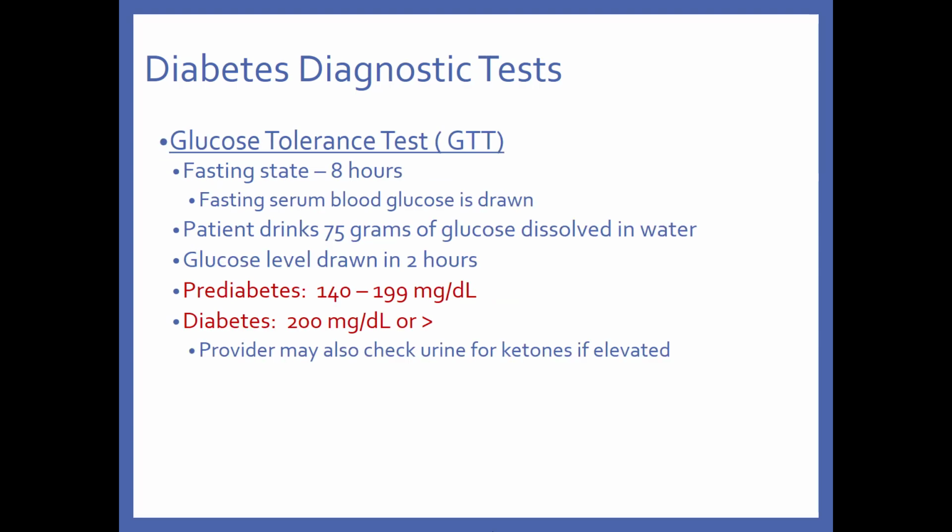And then the glucose tolerance test, fasting state for 8 hours. And then they have the patient drink 75 grams of glucose dissolved in water. 2 hours after that, they will draw their glucose level. And for pre-diabetes, they say a range of 140 to 199, and then for diabetes would be a blood sugar of 200 or greater. If they are significantly elevated, above 200, the provider may even order checking the urine for ketones just to make sure those aren't present there.